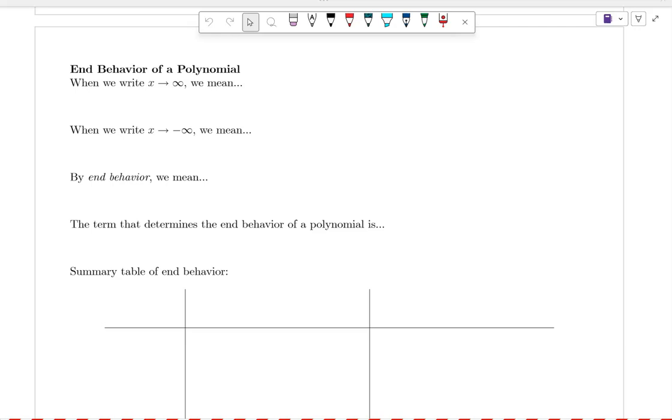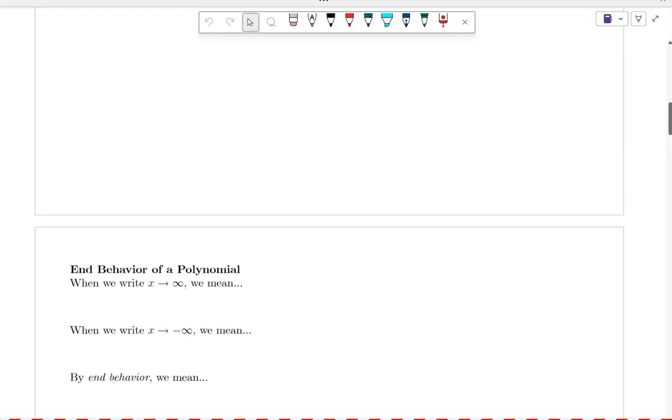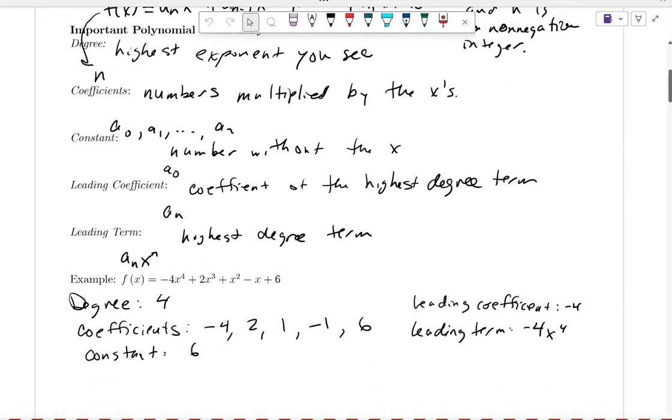All right. The last time we started talking about polynomials. We're going to do an in-depth dive into polynomials in this chapter, and then finish it off with a discussion of rational functions at the end of the chapter. So we did some of the definitions last time of what we mean by degree, coefficients, the constant term, what a leading coefficient is, what a leading term is, and then identified those in a particular example right at the end of class last time.